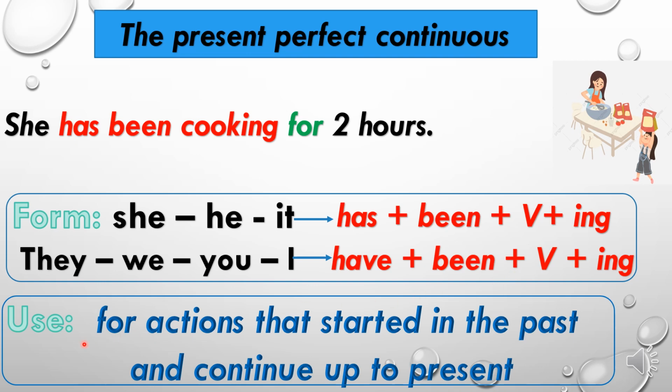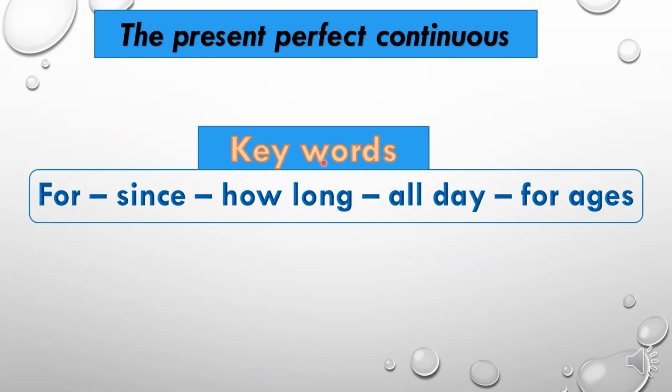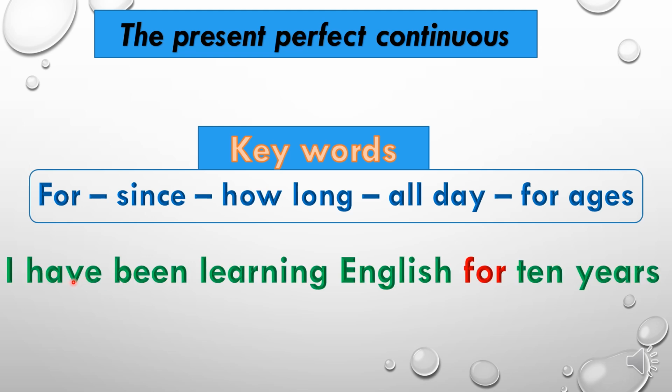What about the use of this tense? For actions that started in the past and continue up to the present. يعني أحداث بدأت في الماضي واستمرت إلى الحاضر. يعني هنا لما هو بقول has been cooking for 2 hours، إلها ساعتين، قبل ساعتين كان ماضي، لكن ما زالت حتى الآن تعمل وتطبخ. The keywords of this tense: for, since, how long, all day, for ages. Read this example. I have been learning English for 10 years.